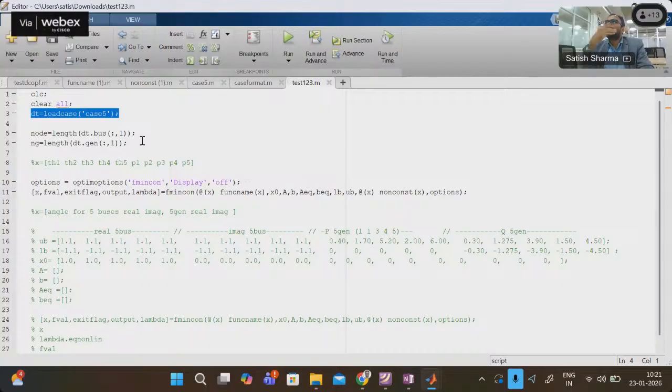Is it visible to everyone? You can zoom in to those particular lines, because some issue is there and I'm not able to zoom this screen.